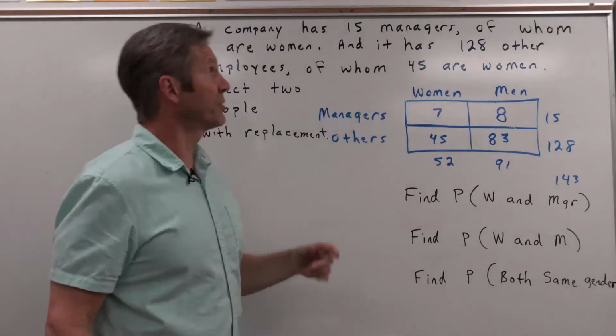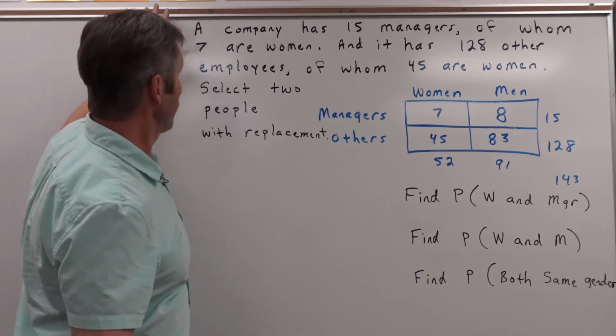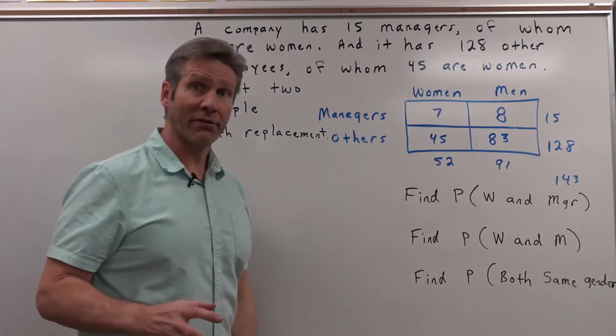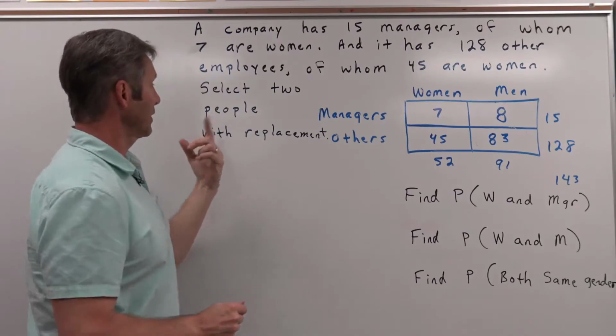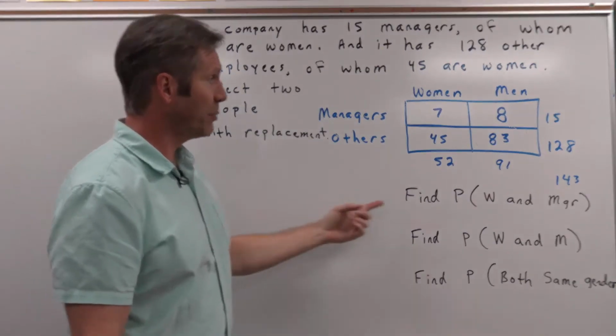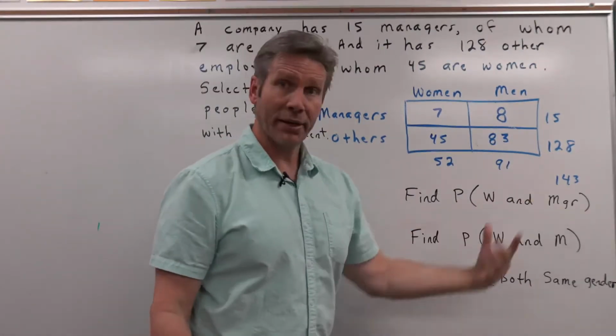A company has 15 managers, of whom 7 are women. It has 128 other employees, of whom 45 are women. And we want to select 2 people with replacement. Find the probability we get a woman and then a manager.